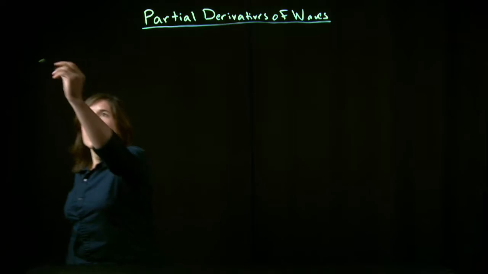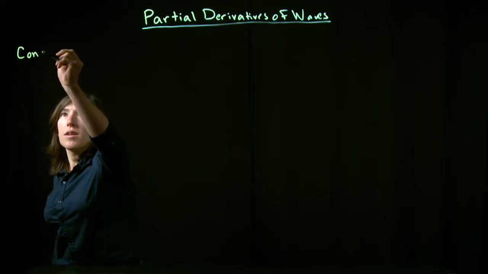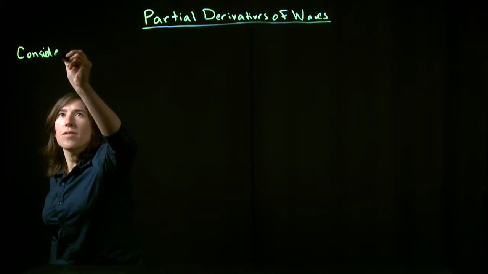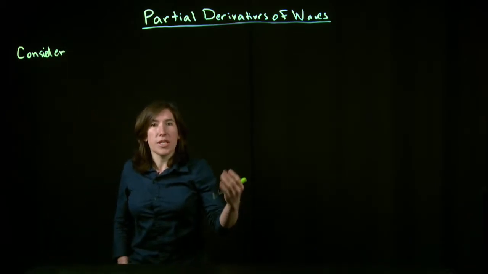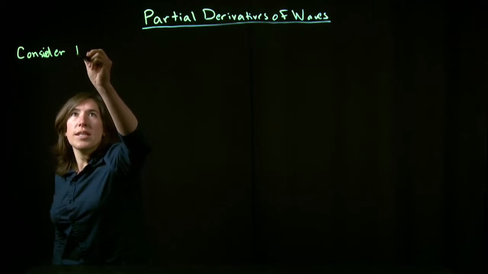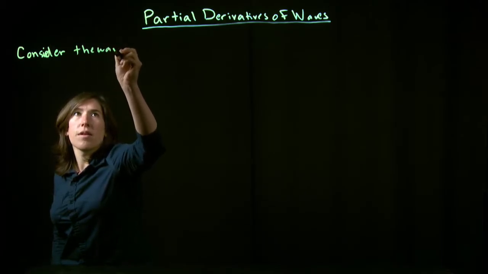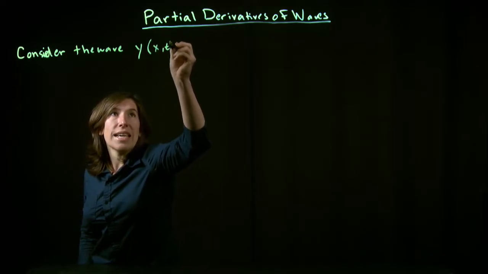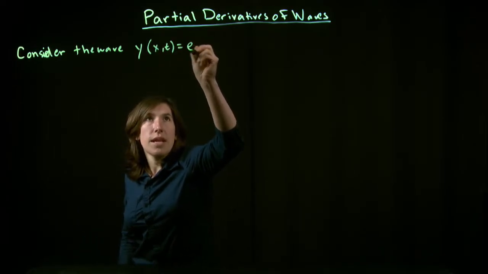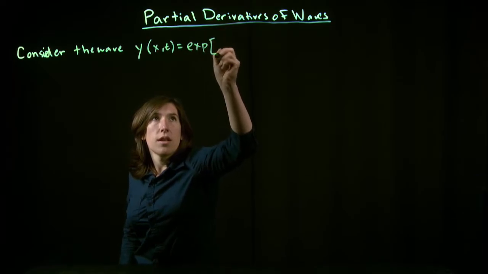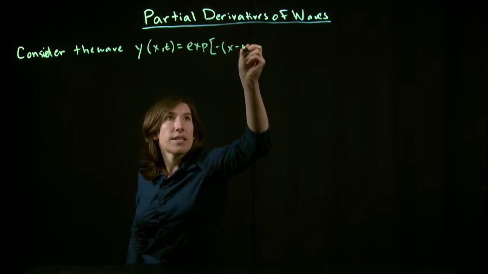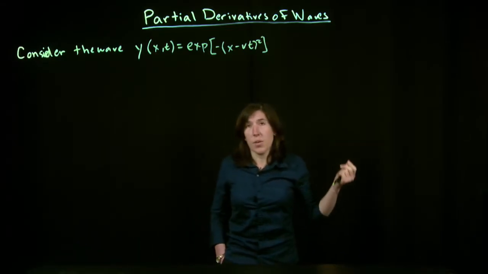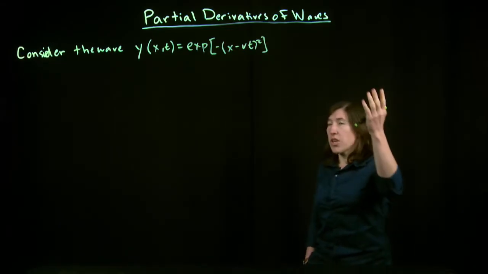So we're going to consider a particular solution to the wave equation. So consider the wave described by y of x and t equals the exponential of negative (x minus vt) squared. So this is some solution to the wave equation, and so it describes some wave.